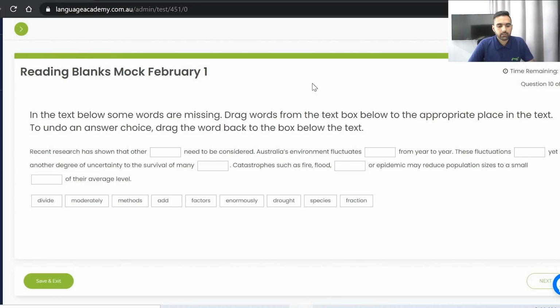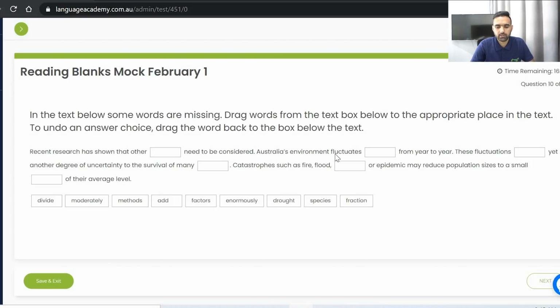Alright, recent research has shown that other dash need to be considered. Other, you are likely to use a plural word, other boy or other boys. Other boy needs to be considered, other boys need to be considered. So we have got need over here. You're likely to use a word ending with S. How many words do we have with S? Methods and factors. Alright, let's solve this later. Let's move on to the next one.